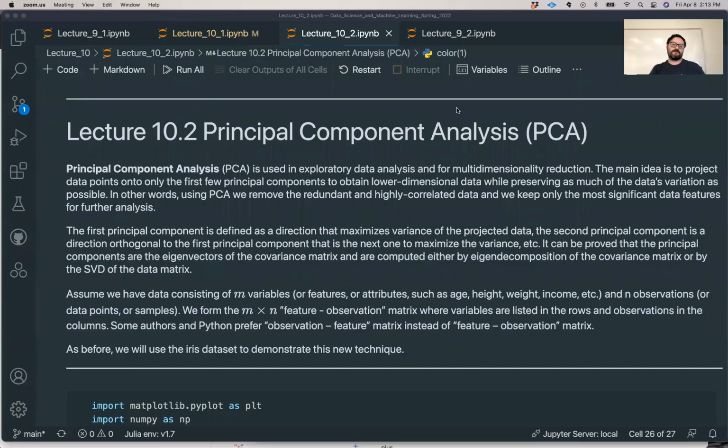Okay, so welcome back to the second part of our lecture on unsupervised learning techniques. In this part of the lecture, we're going to talk about a very important concept called principal component analysis. Principal component analysis, or PCA, is often used before supervised machine learning algorithms are implemented.